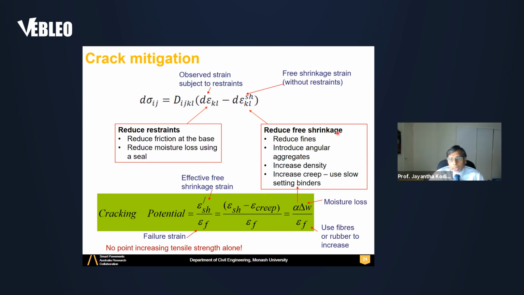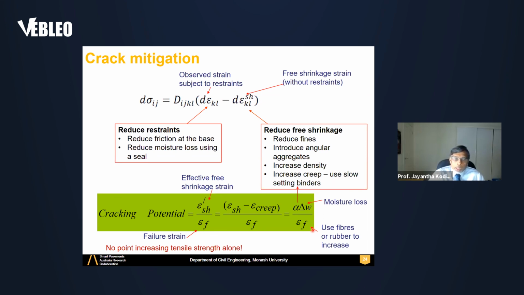So how to reduce free shrinkage? You can reduce fines, because fines are the ones which shrink. Large particles like sands and gravels, aggregates, don't shrink. So reduce fines, or use less shrinking-swelling fines, or introduce angular aggregates. They will interlock and stop shrinkage. Increase density. If you increase density, then you can reduce free shrinkage. Increase creep. If you increase creep, your stresses will relax, right? So use slow setting binders, such as slow setting cement.